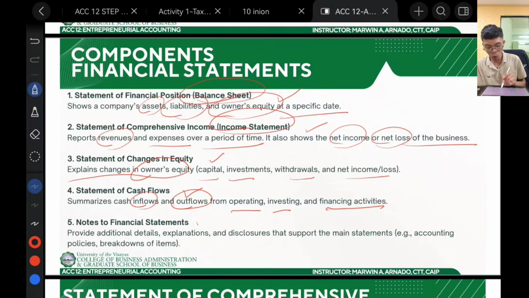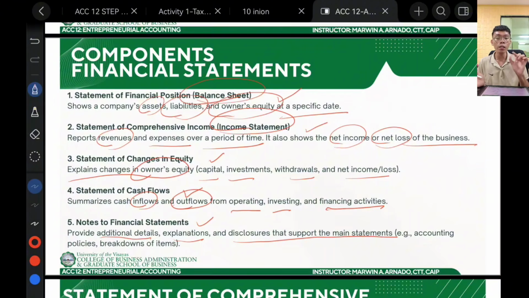The last one is the notes to financial statements. These are the additional details, explanation, and disclosure that support the main statements. What you have in your financial position, comprehensive income, changes in owner's equity, and cash flows may be summaries of everything, but some users cannot understand just that summary. So in order to see the full detail of that summary, we have the notes to financial statements. Probably the longest part of the financial statements is the notes to financial statements.